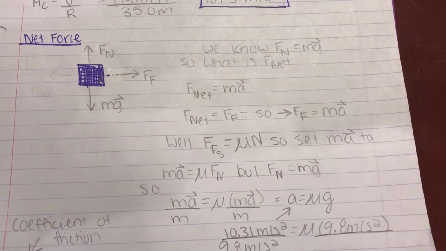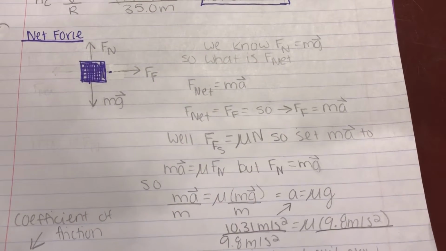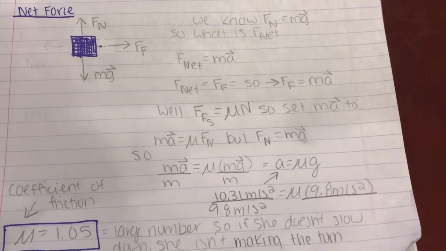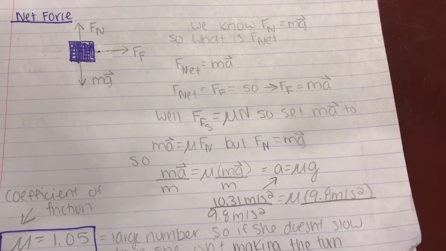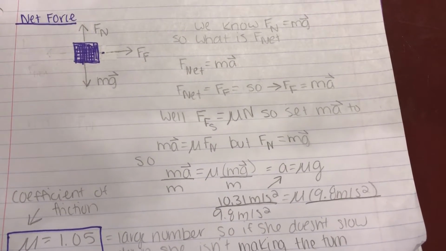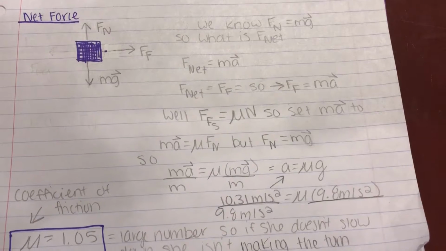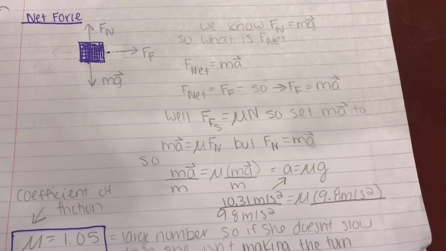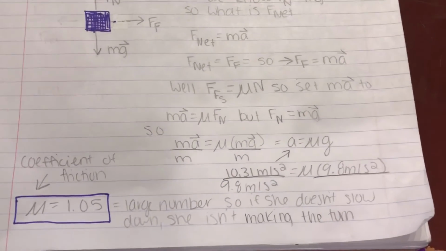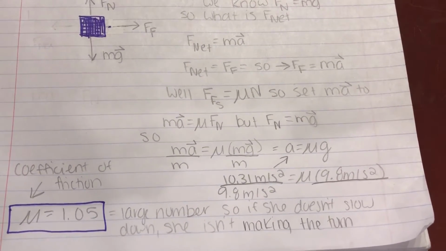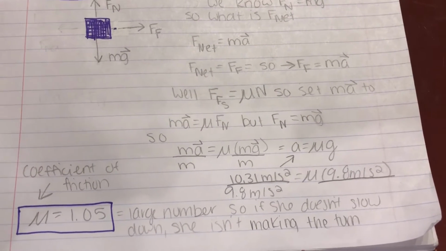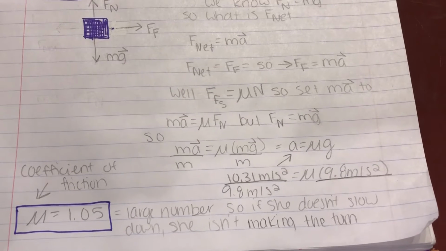If we're going to use the force of friction formula, we know that's the coefficient of friction times the normal force. So we can set ma, mass times acceleration, equal to the coefficient of friction times the normal force. We already know that the normal force equals mg. So now we have our new equation, which is mass times acceleration equals the coefficient of friction times mg. When we divide by m, we get acceleration equals the coefficient times gravity.